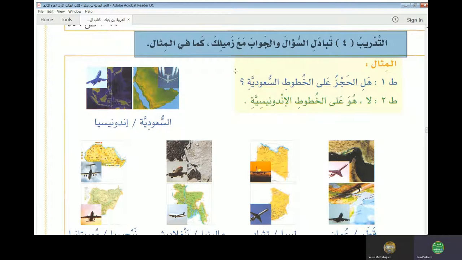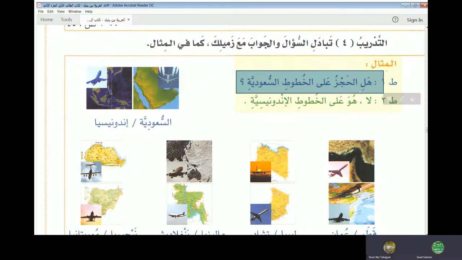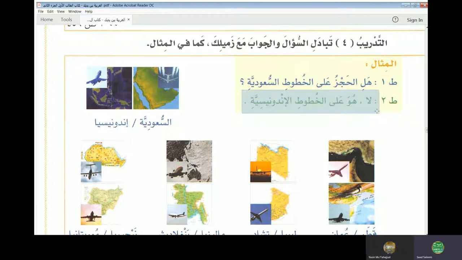The fourth exercise. Exchange the question and answer with your colleague like in the example. First student: Hal al-hajzu ala al-khutut al-Saudiya? Is the booking on Saudi airline? La. Huwa ala al-khutut al-Indonesiya. No, it is on Indonesian airline. Al-hajzu is a masculine word. That's why we are using huwa here.